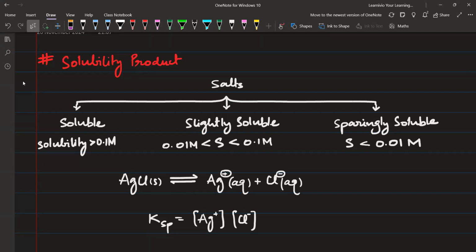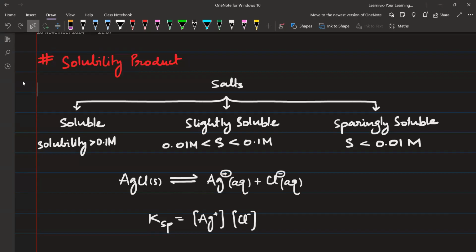Now, in this case, the equilibrium constant will be equal to the concentration of Ag positive into the concentration of Cl negative divided by the concentration of AgCl solid, but because it is solid, we take it as 1. Correct? Yes or no? Please tell me. So basically, we will be remaining with KSP is equal to Ag positive and Cl negative. Make sense? Yes or no? Please tell me, guys.